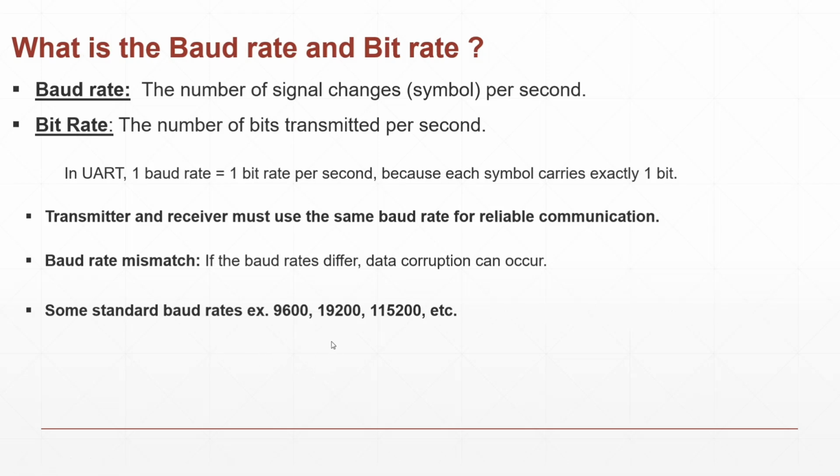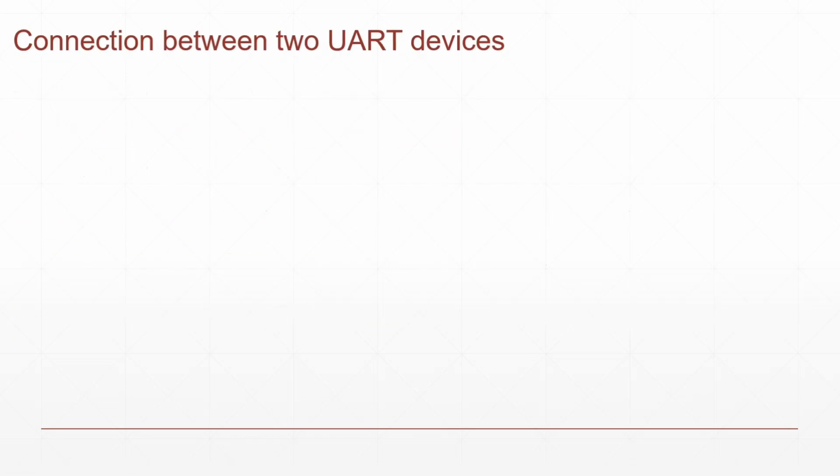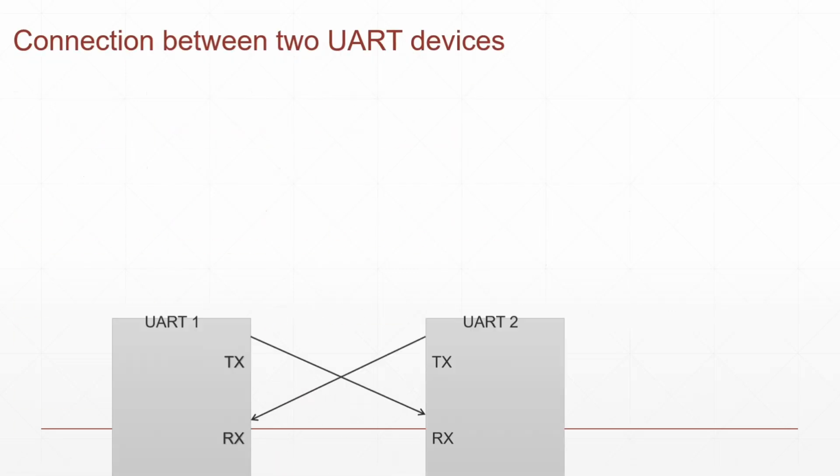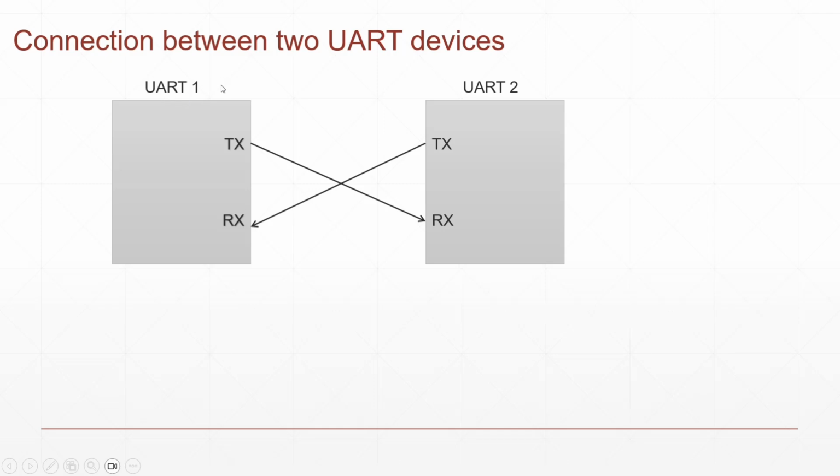Next is how the connection between two UART devices works. Here this is one UART device, and this is another device. This device can transmit data and the other one can receive data. Or else, this second device can also transmit data and the first one can receive data. So in this way there are connections between the two devices.